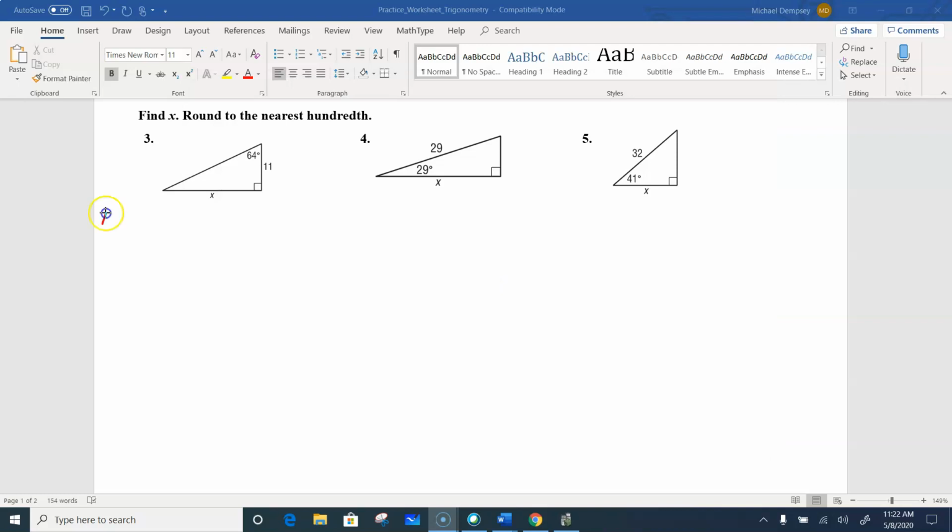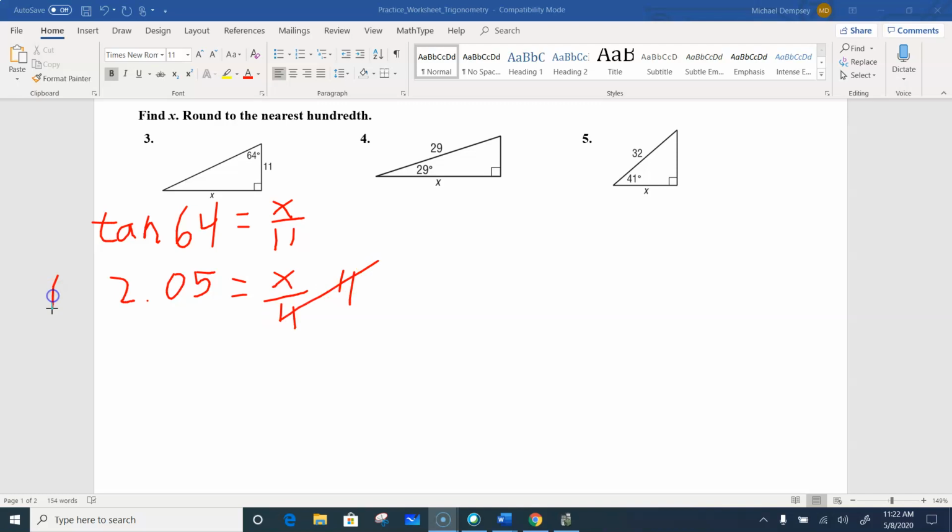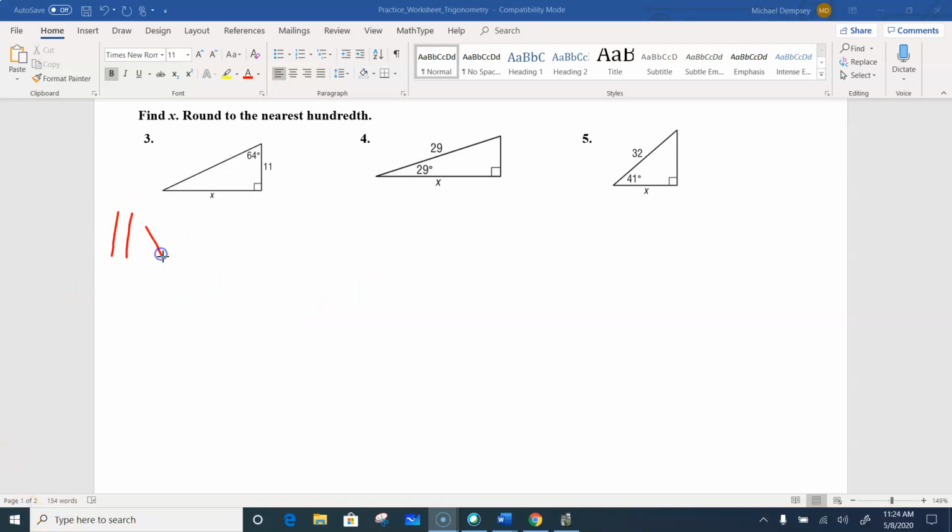So what happens now, we have tangent of 64 equals x that I'm looking for over 11. Well, we just plugged this in the calculator and found that it's 2.05. So how do I solve this for x? I multiply both sides by 11. So 11 cancels out on this side, my solution will just be 11 times 2.05. So 11 times 2.05 is 22.55.